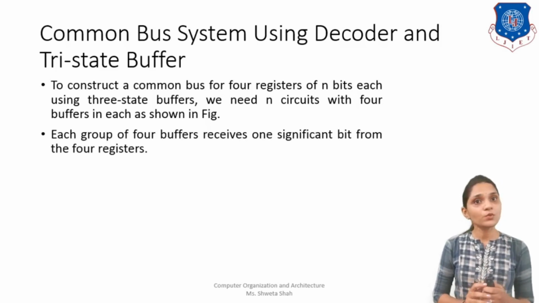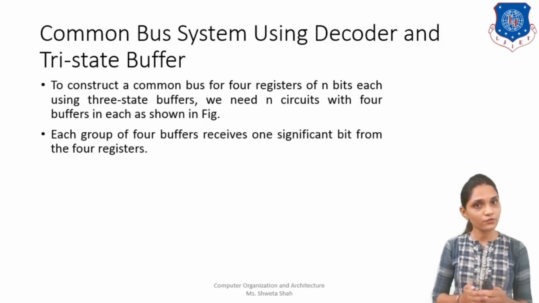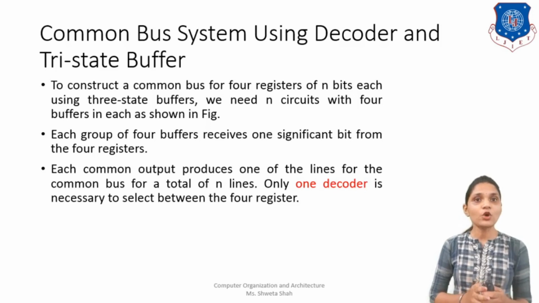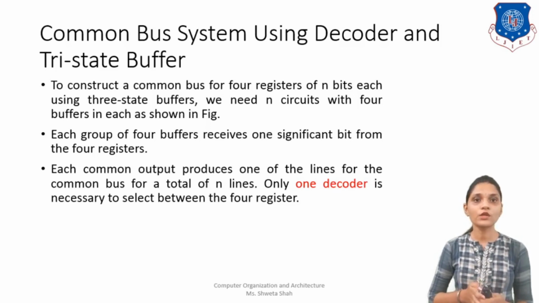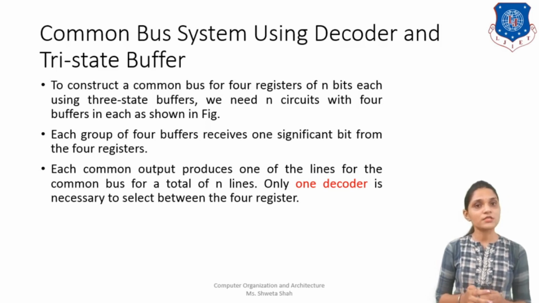Okay, and each group of 4 buffers receives the same significant bit from the 4 registers. Each common output produces 1 line for the common bus, for a total of n lines, and only 1 decoder is necessary to select between these 4 registers. Okay, so the system becomes much easier.